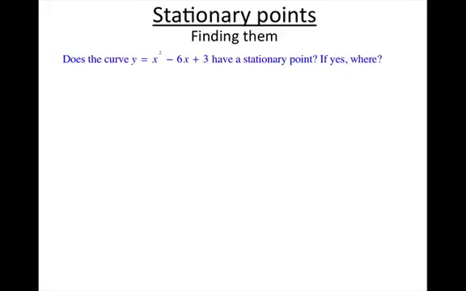Does the curve y equals x squared minus 6x plus 3 have a stationary point? If yes, where? So, first things first, we differentiate it. So the derivative of that is 2x minus 6. Now, as I said, remember that key point. Stationary points occur when y dash equals 0. Write that out. And write that out in every question.